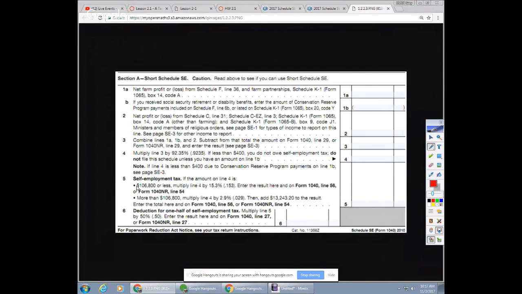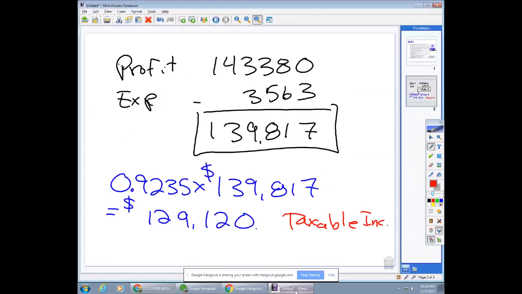Now, if it's less than 106,000, he pays 15.3%. If it's more than 106,000, he pays 2.9% plus 13,000. Which one are we doing? Is he more than 106? Yeah. So he has to pay 2.9% plus an additional 13,234.20. All right. So let's put that on our worksheet here.